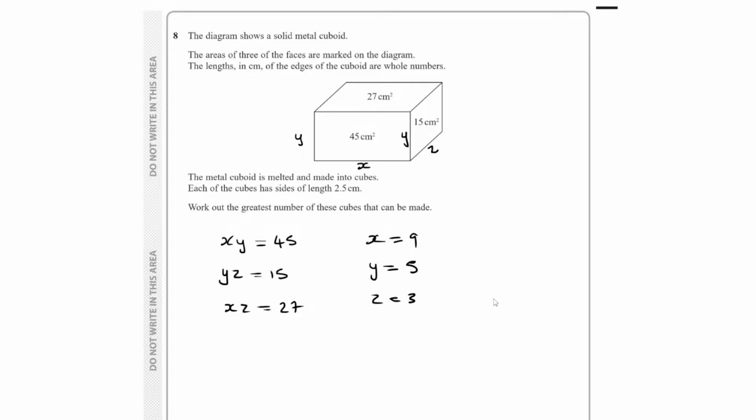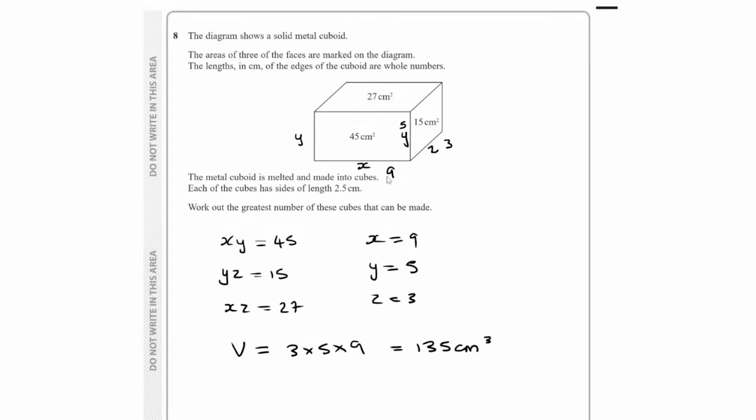I've just figured it out, right? There's not really a formula. I've just kind of figured it out. And then you've got your measurements there, 3, 5, 9. Okay, so then the volume of the cuboid, you can do 3 times 5 times 9, which is 135, I think. So that's cubed centimeters. That's how much we've got.